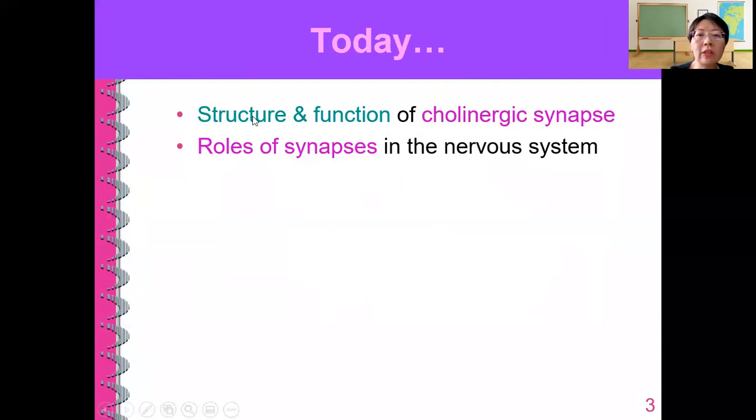So you're going to look at structure and function of cholinergic synapse, as well as the roles of synapses in the nervous system. That means to say that why must we have got synapse? Why can't we have got one neuron that stretch all the way from the brain to your toe, from the brain to your heart, from the heart to your brain, and so on? Why must it divide into different synapses? Why must it have got different junctions and connect with different neurons?